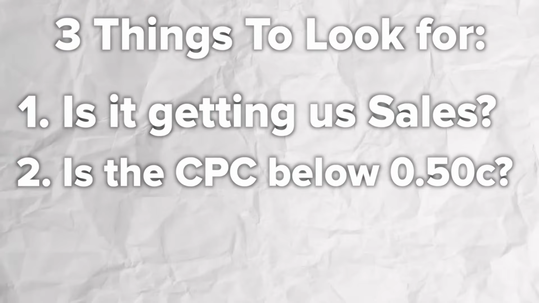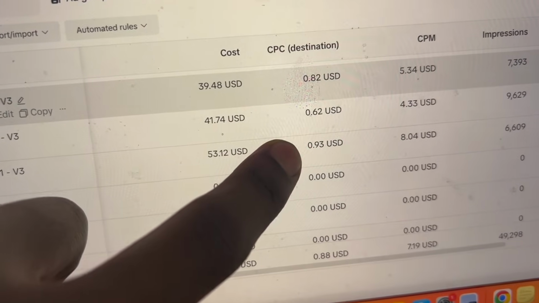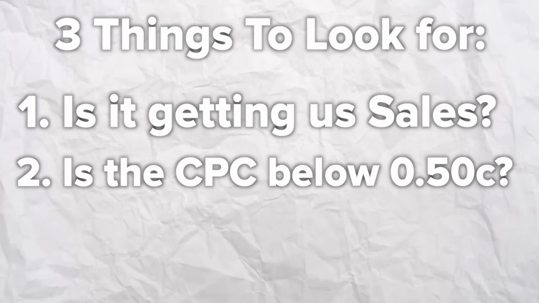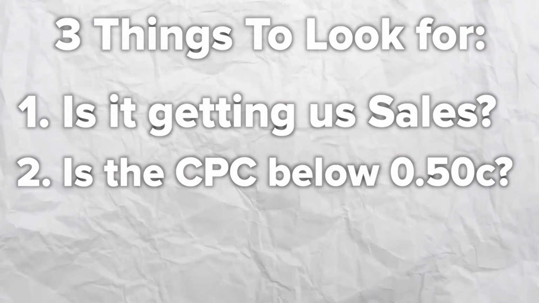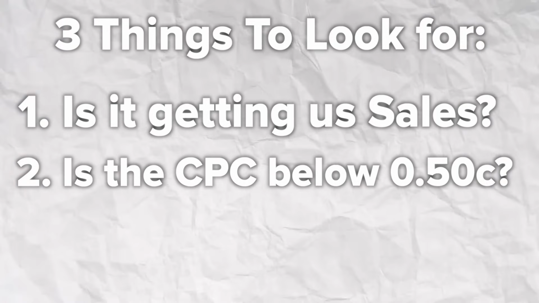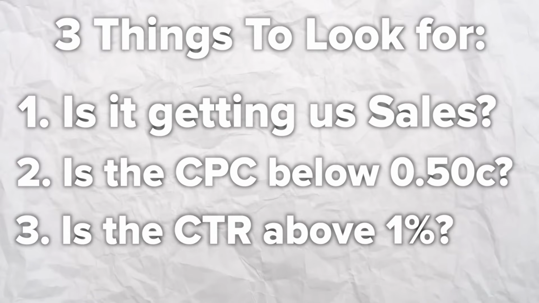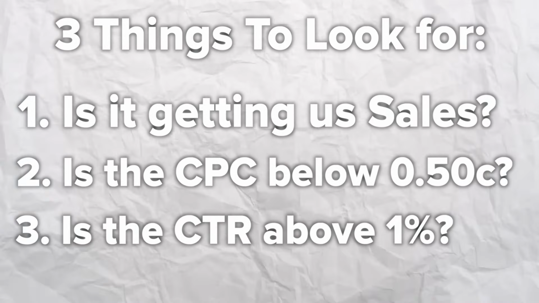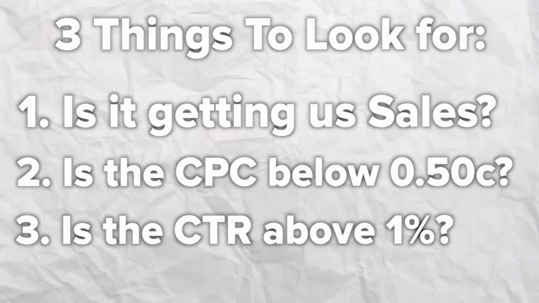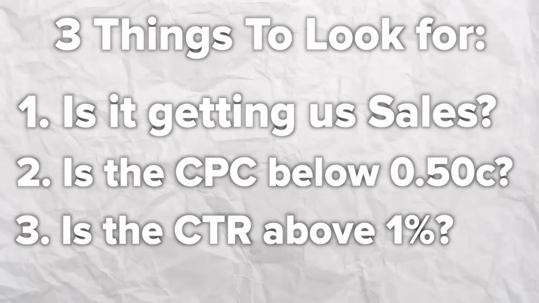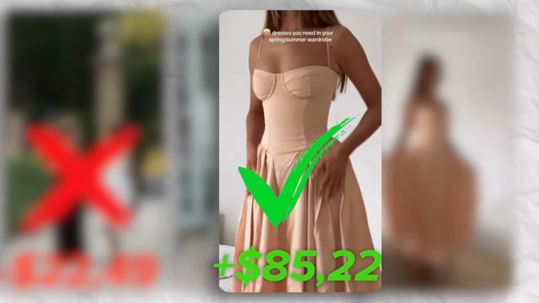Number 2, is the cost per click low? The cost per click on this ad set is like 93 cents. Meaning, is the cost per click below 50 cents? This means it costs us less than 50 cents to get people to click and watch our ad. Thus the word cost per click. And number 3, is our click-through rate above 1%. Click-through rate, they're seeing at around 40%. Basically, if our click-through rate is above 1%, or our CTR is above 1%, then that means you have a good ad that people are actually enjoying.